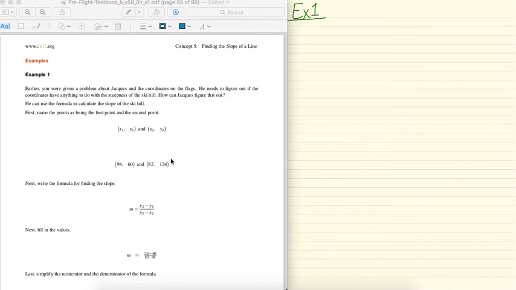And so what we're going to do is calculate the slope of the ski hill that he's on. So the coordinates that he saw while skiing are as follows: 98, 60, and 82, 124. Now, if you really prefer the visual and thinking about it as rise over run, you'd have to graph these points to figure out the slope. Or we can have a little bit more algebra approach to it, and we can label the first point as x1 and y1, and the second point as x2 and y2, and use our slope formula to calculate the steepness of this hill.